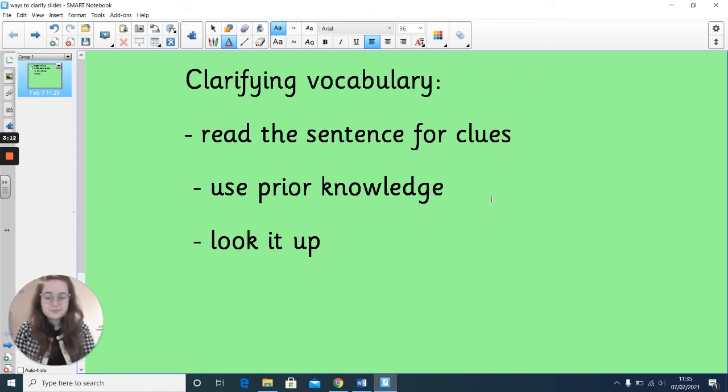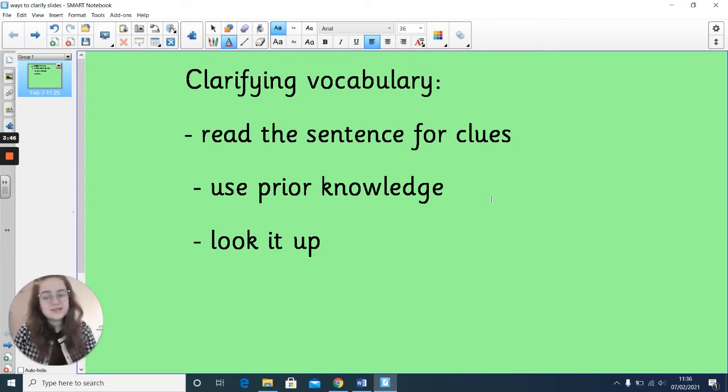And the third strategy that we could use if we're really not sure is looking it up. You could either use a dictionary or you could use Google if you wanted to, and you just type in the word and it will come up with what the word means. Or you find the word in the dictionary by using alphabetical order, and then you find out what the word means. But often we don't need to do that, because often we can pretty much work out what a word means from having a sensible guess by either reading the sentence that it's in, or thinking about what we already know.